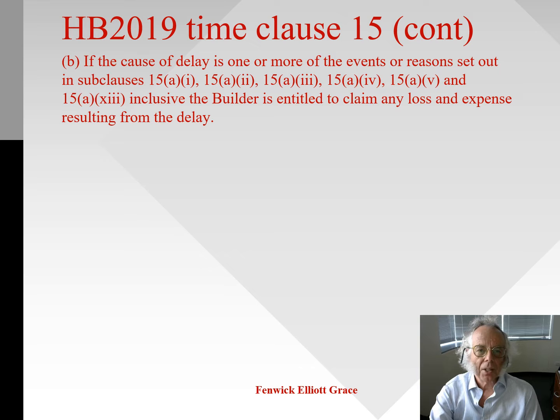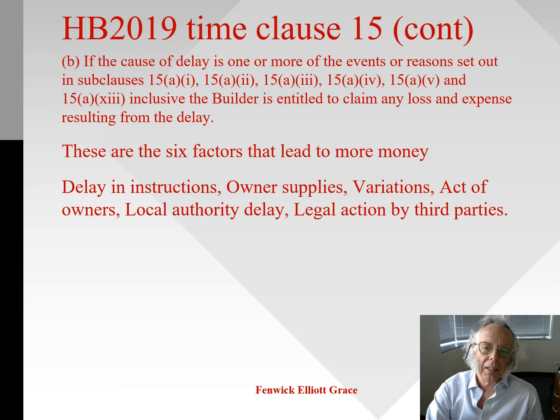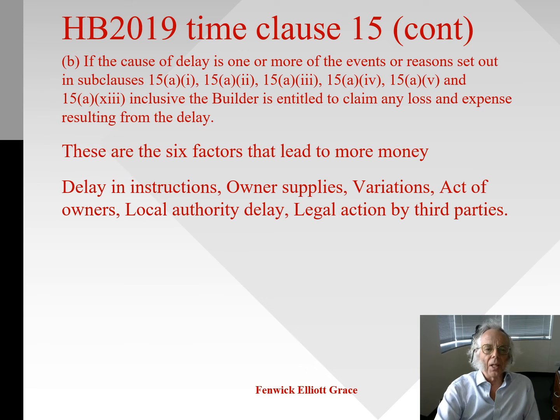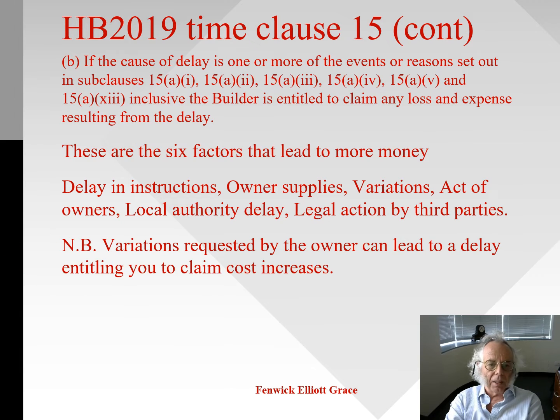Clause B says if the cause of the delay is one or more of these events, then the builder can claim any loss and expense resulting from the delay. These are the only 6 factors that can lead to more money. That is, a delay in instructions, the owner's supplying something, variations that have occurred, an act of the owners that causes it, or an omission of the owners. The local authority, for example the council, is delayed to give approval, or the neighbours perhaps, or a third party has taken legal action.